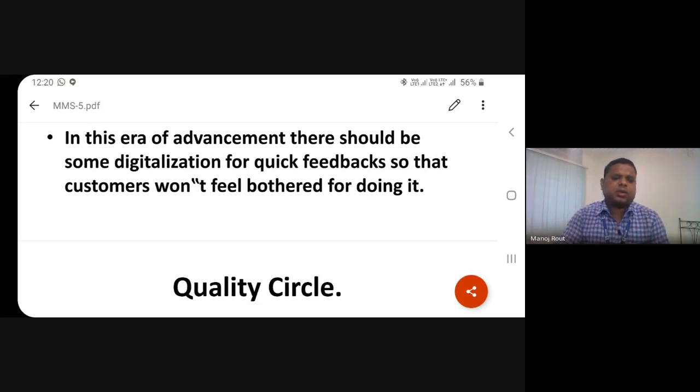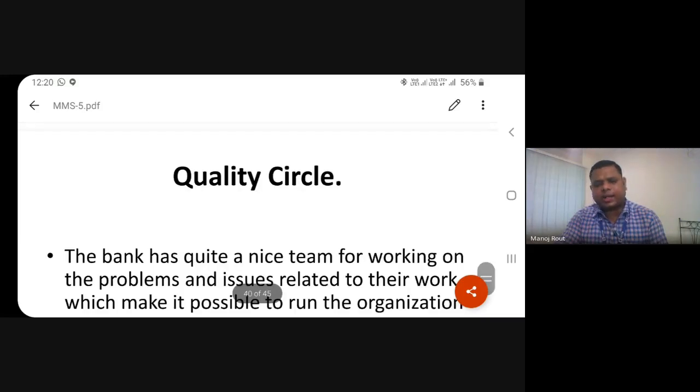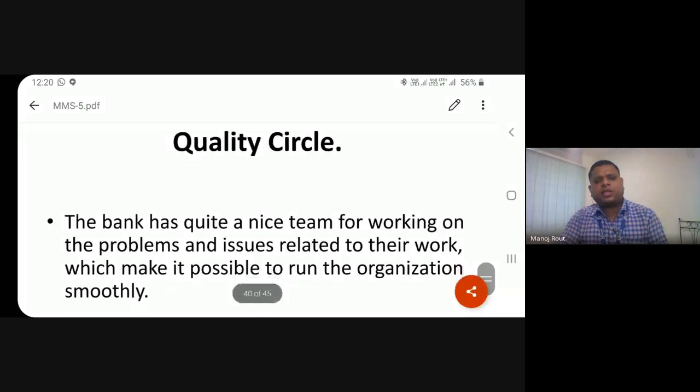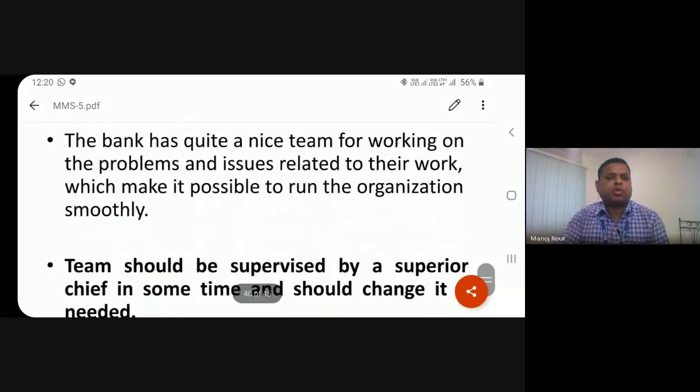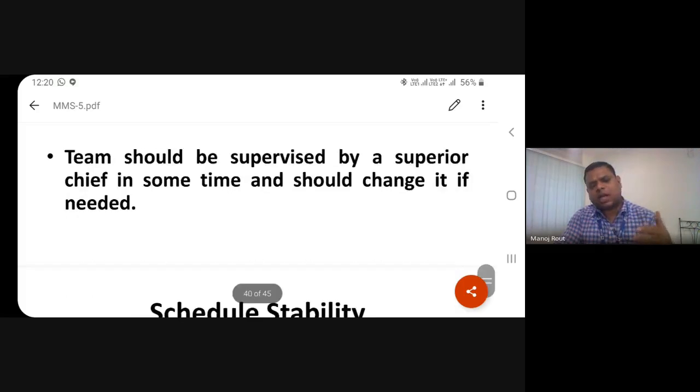The next part is implementation of quality circles. As you know, the bank has quite a nice team for working on the problems and issues related to their work and making it possible to run the organization smoothly. So there is quite a nice team working on this implementation of ERP, but the thing is that they are not properly supervised. But by implementation of the just-in-time concept, the team should be supervised by a superior chief, and sometimes they should change if needed.